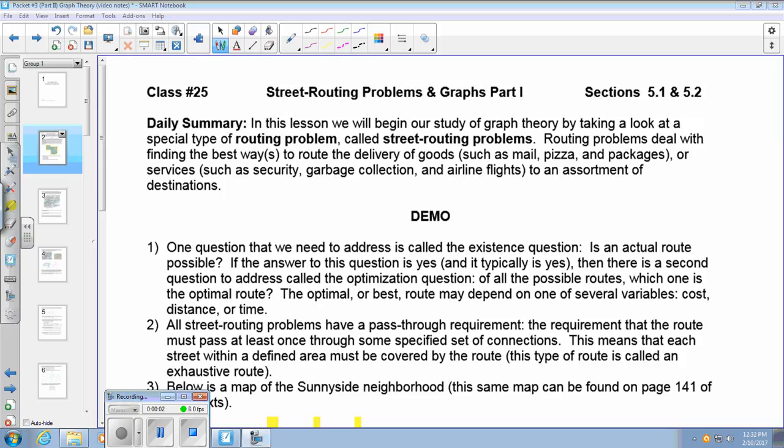Okay, this is class number 25. It's street routing problems and graphs, and it's part 1. And this goes with sections 5.1 and 5.2 in your textbooks. Okay, so our daily summary.